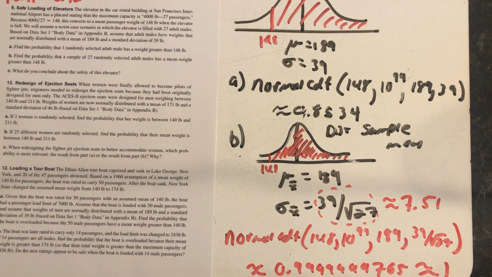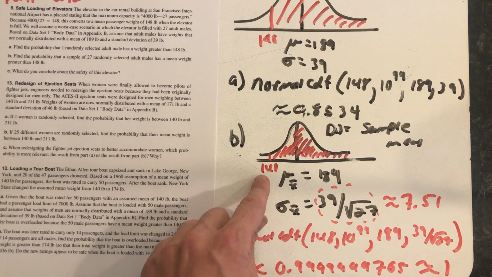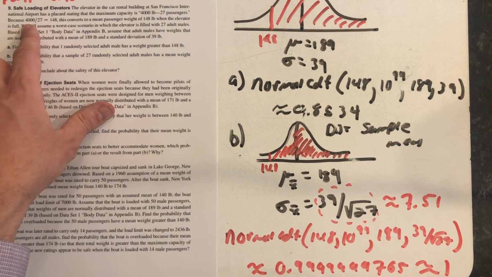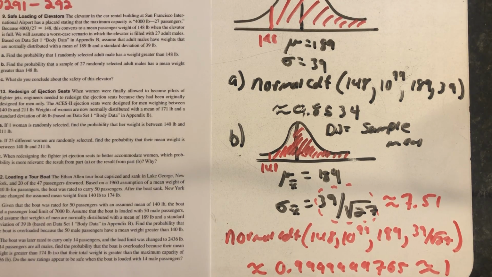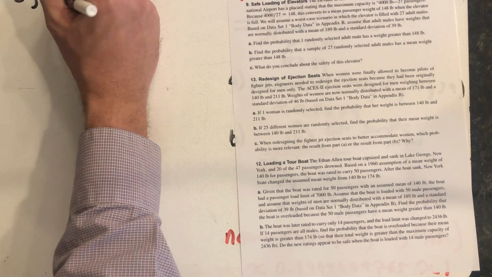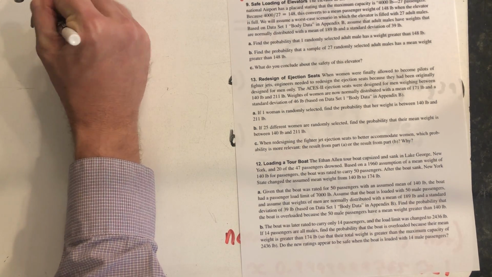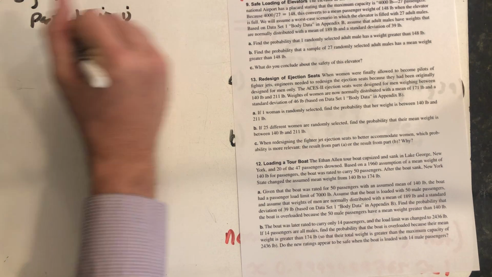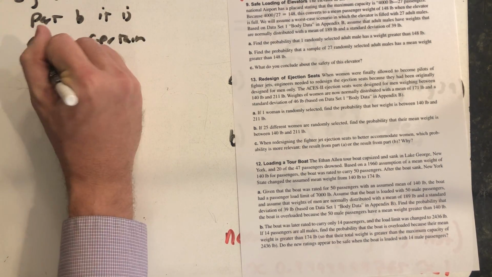And there's almost a certain chance that with 27 people on that elevator, they're over the weight limit. Their average weight's 148, which means 148 times 27, well, that's 4,000 pounds. They're over the weight limit. It's almost certain that we'll be over the weight limit. So that's what we need to write down. Because of that answer in part B, it is almost certain that we will overload the elevator with 27 people on it.